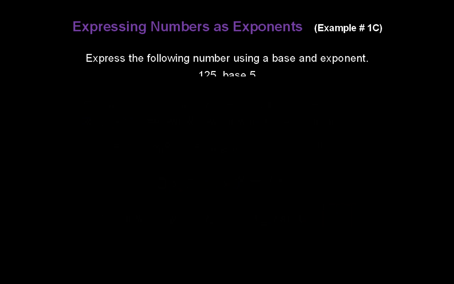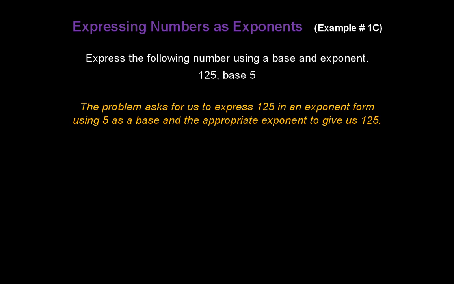Let's do one more. Express the following number using a base and an exponent, 125 with a base of 5. The problem asks us to express 125 in an exponent form using 5 as a base and the appropriate exponent to give us 125. So we're going to start multiplying 5's together until we reach 125. So write down a 5, multiply it by another 5. We know 5 times 5 is 25, so that's not enough 5s.